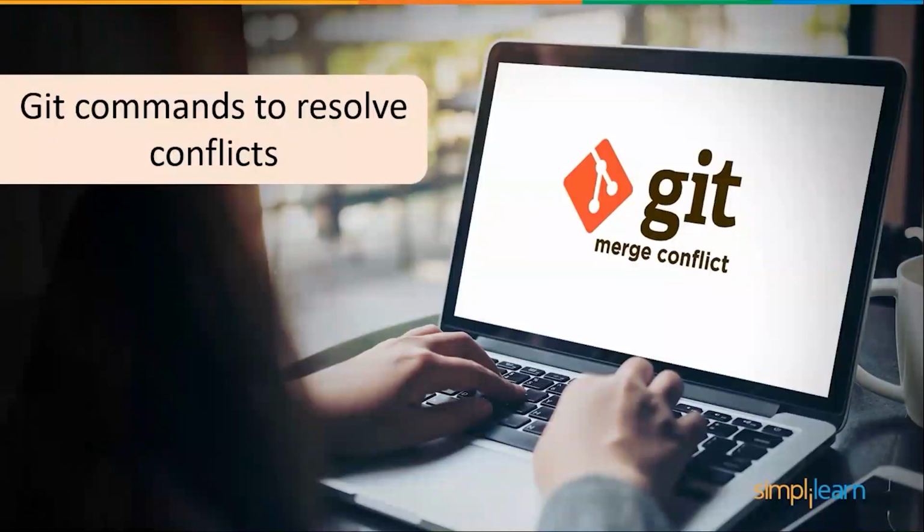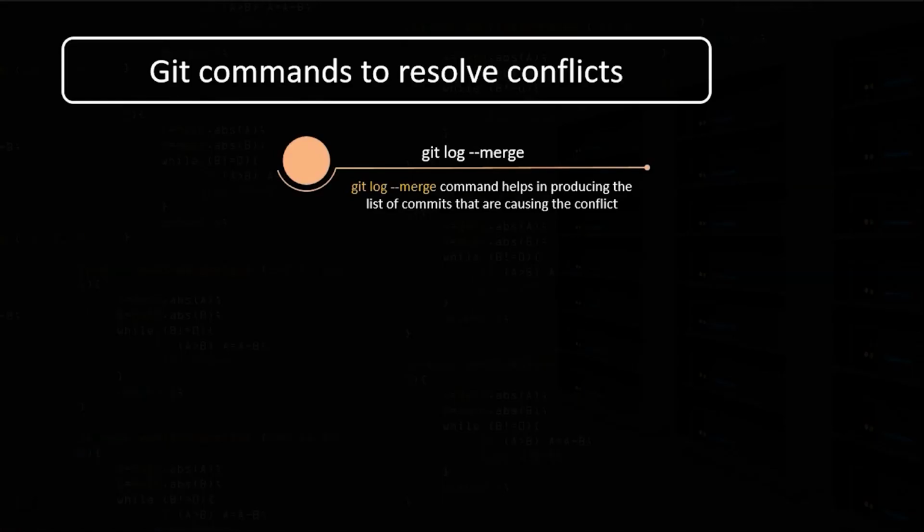Now, the various git commands which we can use to resolve the conflicts. git log --merge is a command which helps us list all the commits that are causing the conflict here.